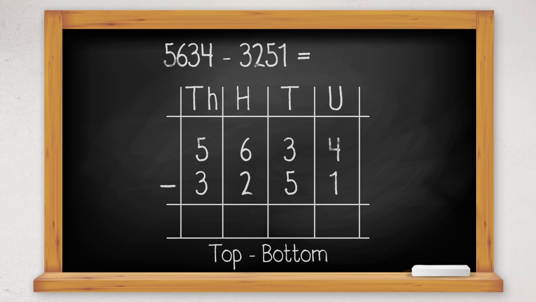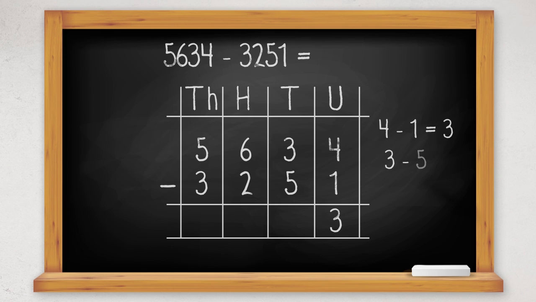As with addition, we start with the units column. So 4 minus 1 is 3. Put 3 on the answer line in the units column. Then we move to the tens column. Remember, it's the top, take away, bottom. So now we have 3 take away 5. This is a problem because 3 is smaller than 5. We need to borrow from the next column along so that we can perform the calculation.